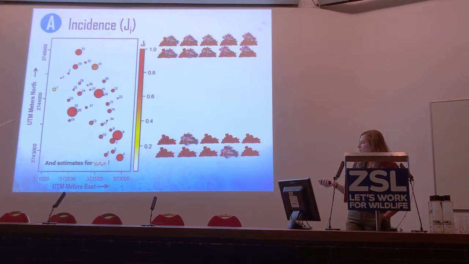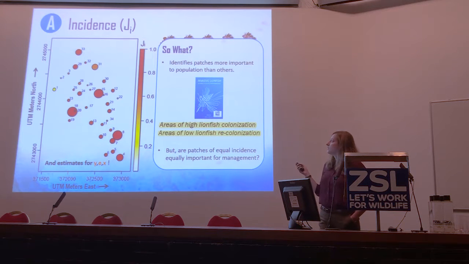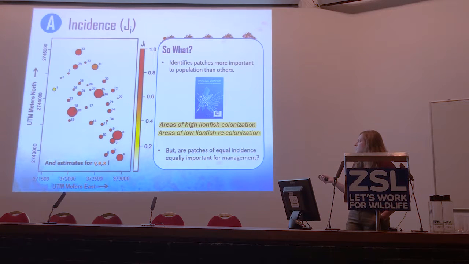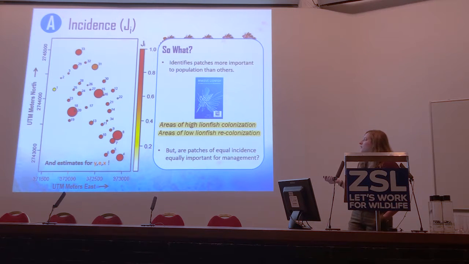And then remember that this step also yields our parameter estimates for Y, E, and X. And so the benefit of this step is that it helps you to identify some of those patches that are more important than others, and it starts to give you some information relevant to the guidance that's been provided for managing this species. But we can see that a lot of these patches have really similar incidence, and it's not clear whether they are equally as important for management.